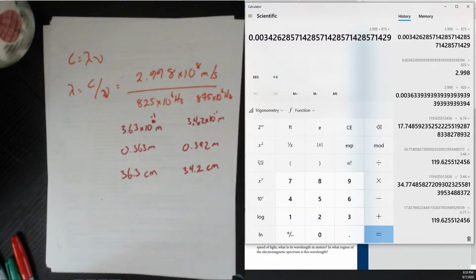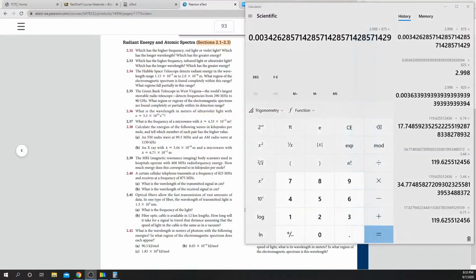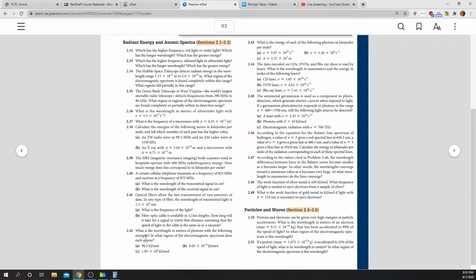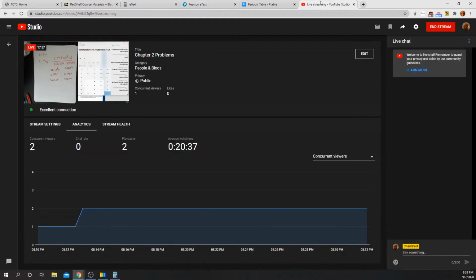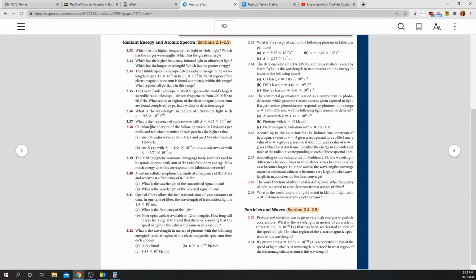All right. What is the wavelength in meters? Oh, you can't see the problem. What is the wavelength in meters of photons with the following energies? In what region of the electromagnetic spectrum does each appear? Okay, no questions. All right.